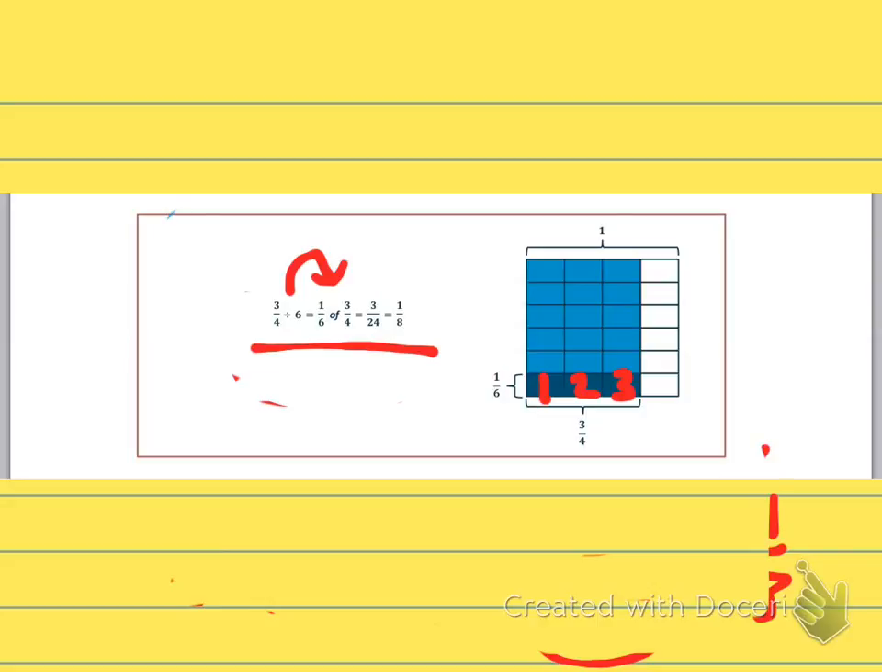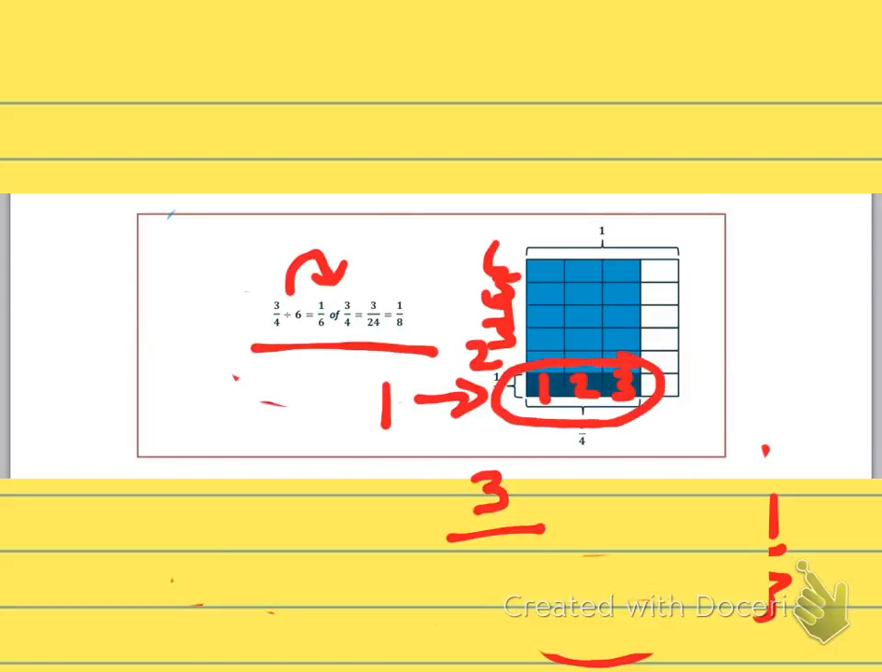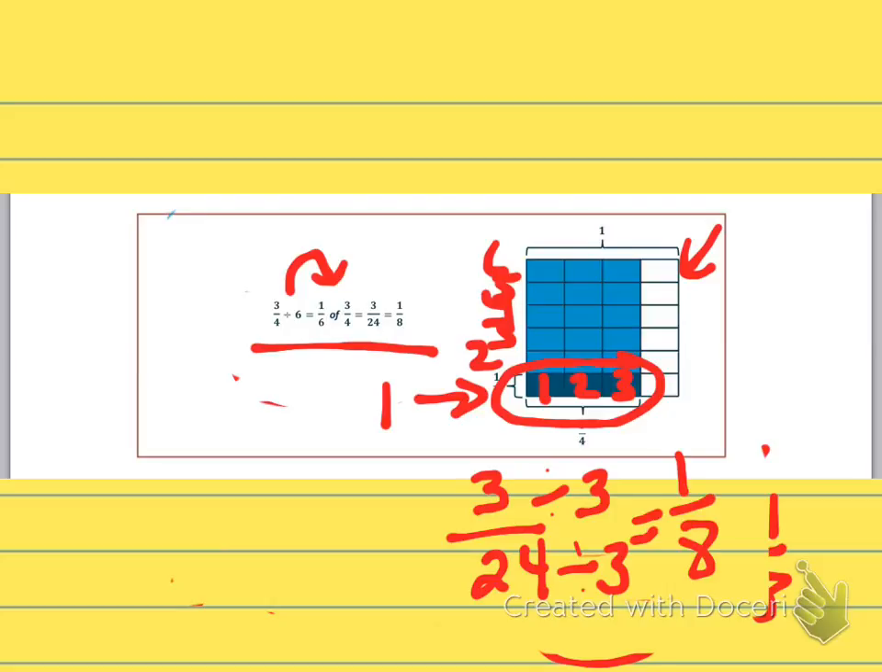So we have 6 friends. Here's your row: 1, 2, 3, 4, 5, 6. So we have 6 rows, and this friend would get that. That means 3 out of, if you count the boxes, they're all 24. And again, if we simplify, that's how you get the 1/8.